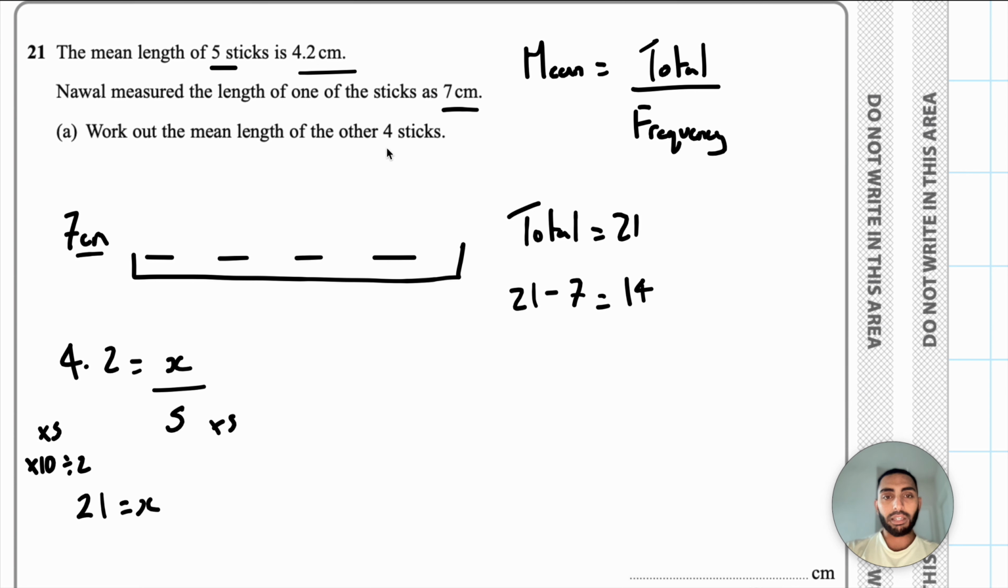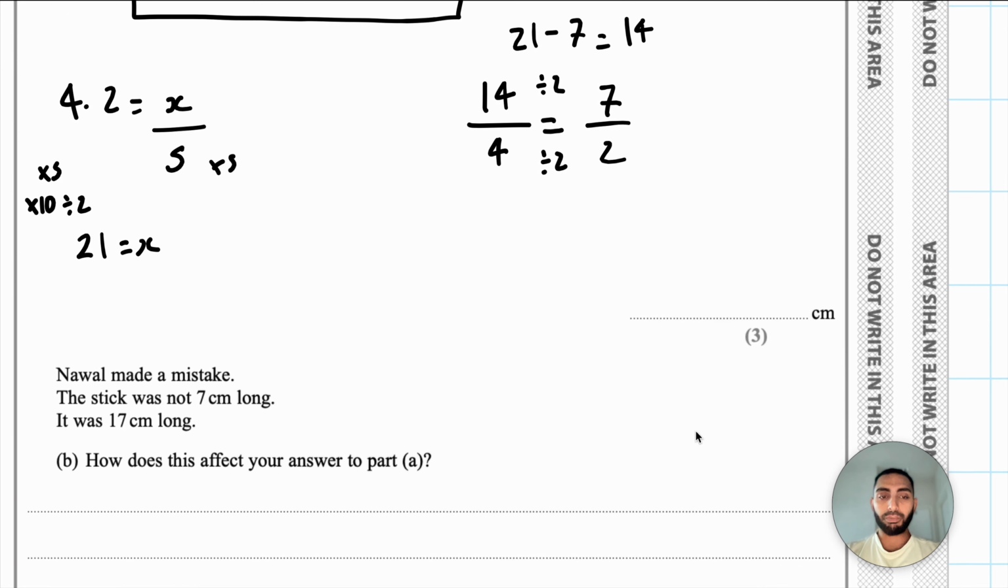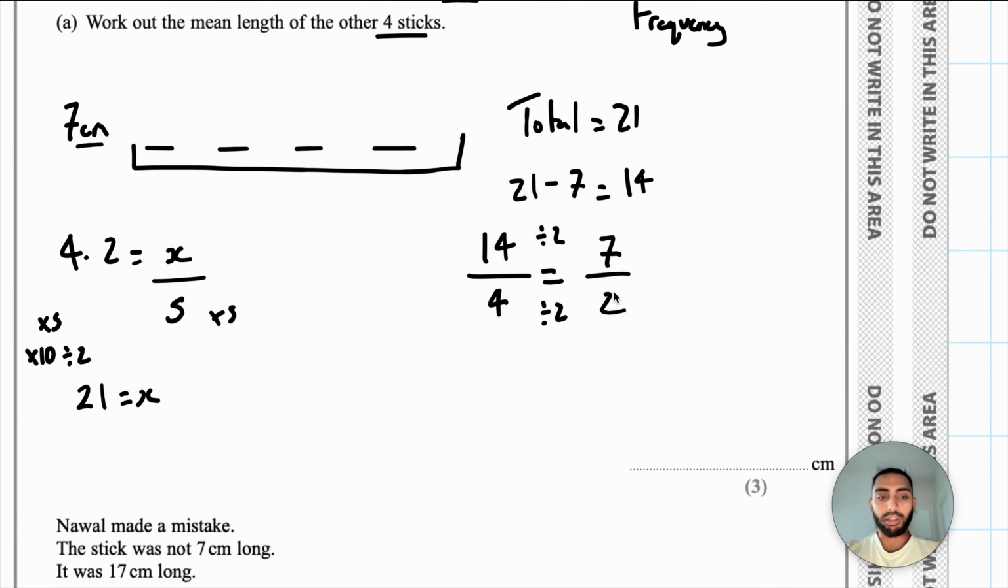I need to find the mean length of the other 4, so I need to do 14, that's my total, divided by my frequency, there's 4 numbers, 14 divided by 4. Just simplify that. Both of these divide by 2, so 14 divided by 2 is 7, and 4 divided by 2 is 2. Leave it like this, 7 over 2. You could change it to 3.5, but it's not worth the effort.